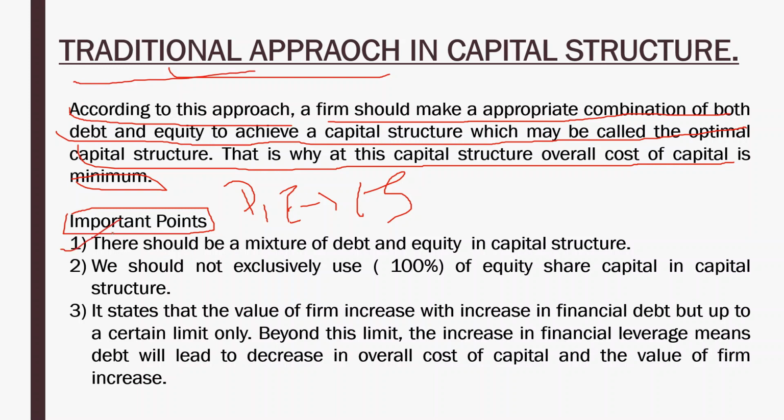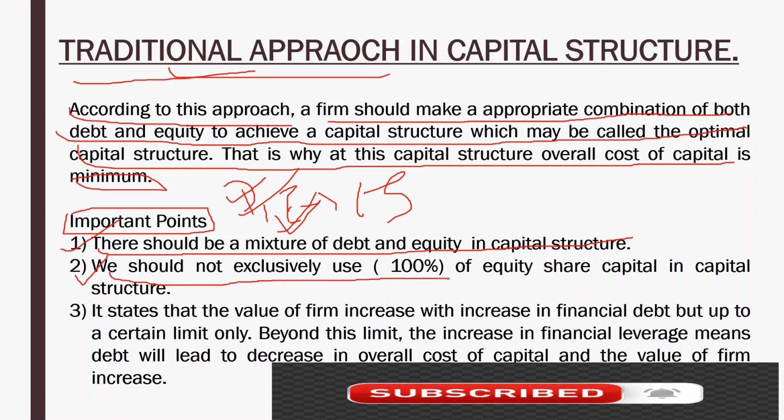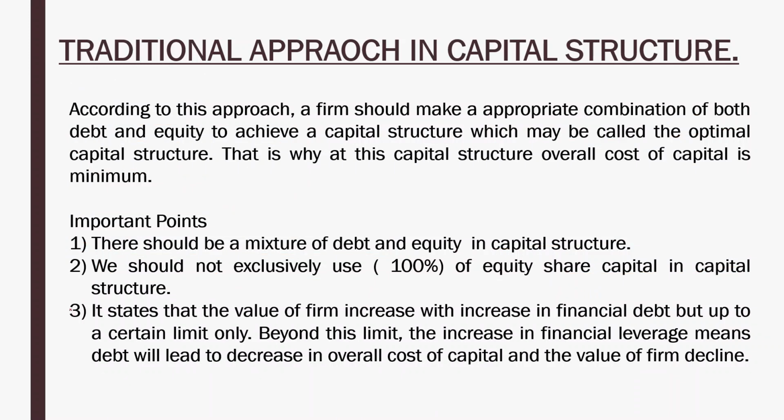Our first point is that there should be a mixture of debt and equity in our capital structure. That means we should use neither exclusively equity nor exclusively debt. That is why our second point says that we should not use 100% equity share capital in our capital structure. Our third and last point says that the value of the firm increases with an increase in financial debt, but up to a certain limit only, or you can say a point.